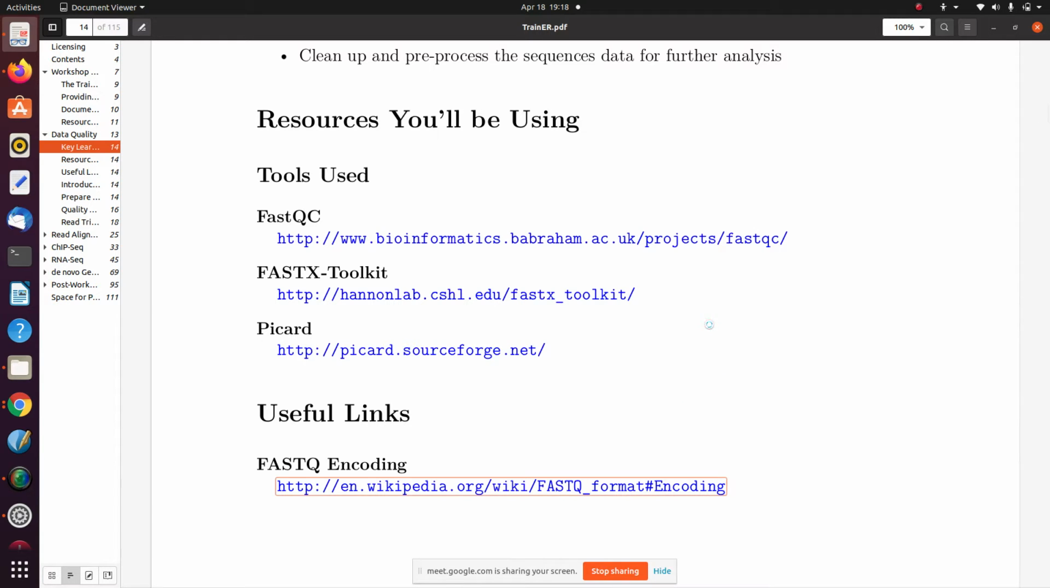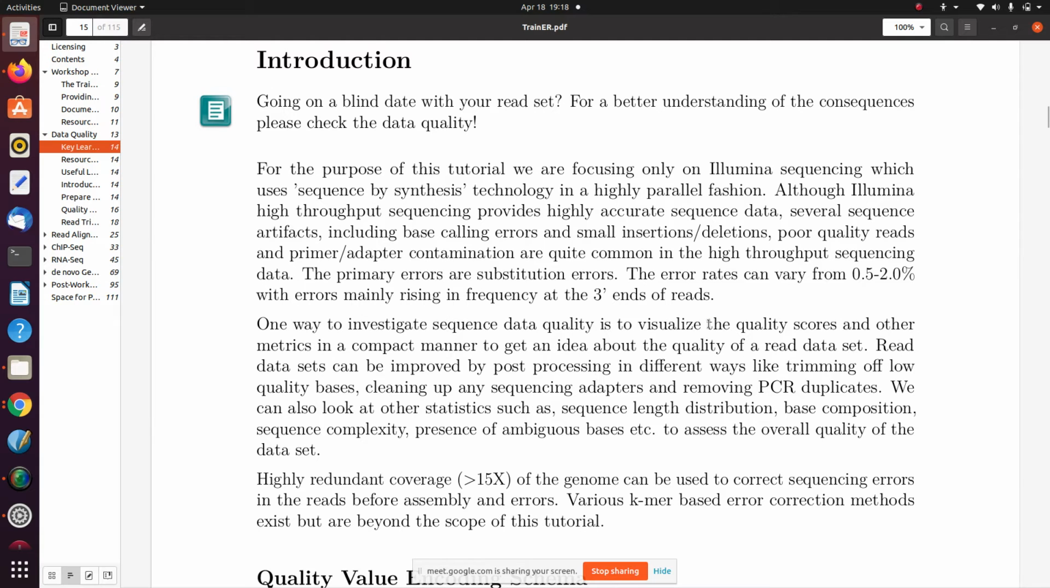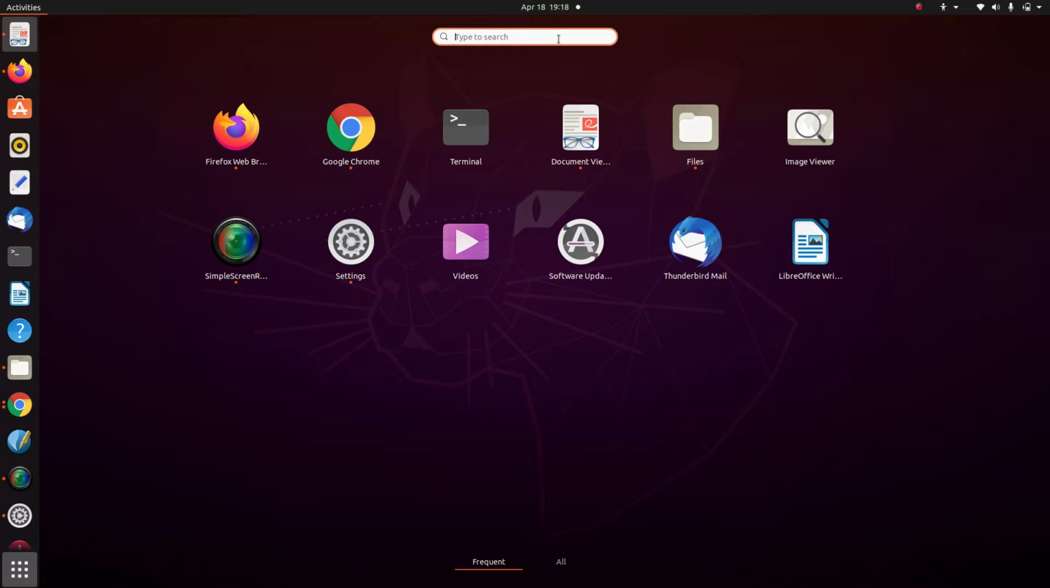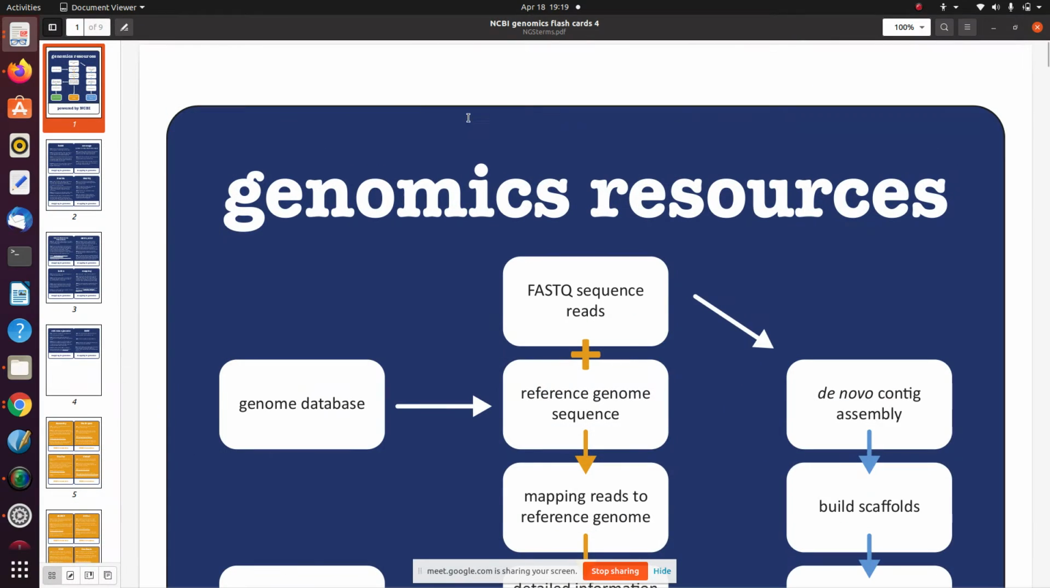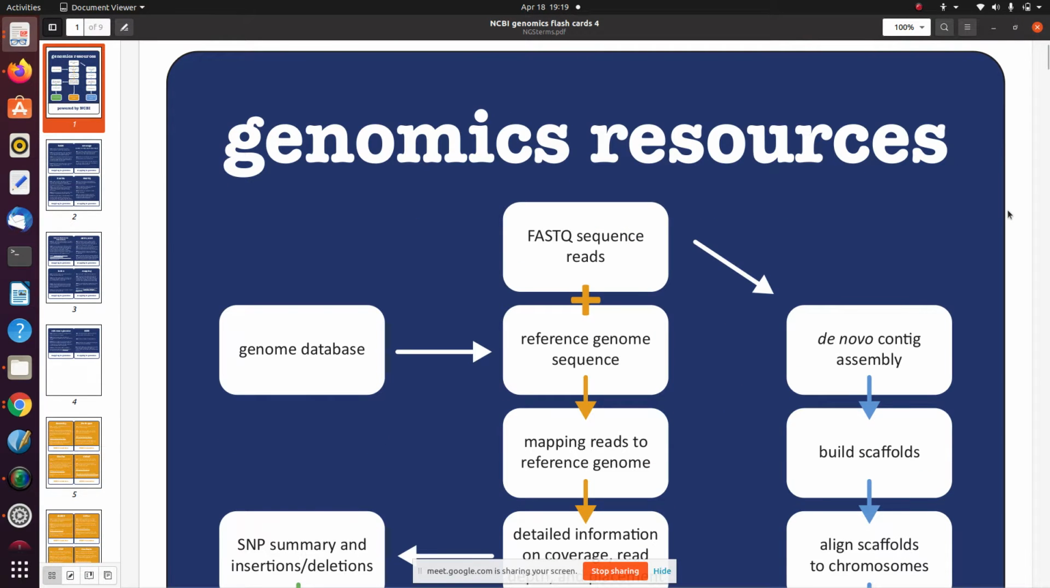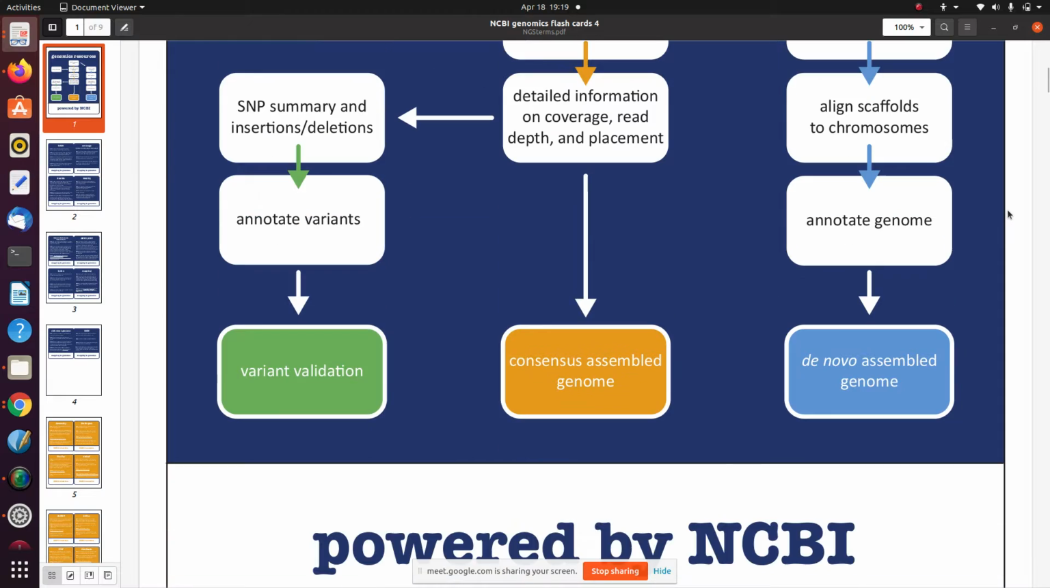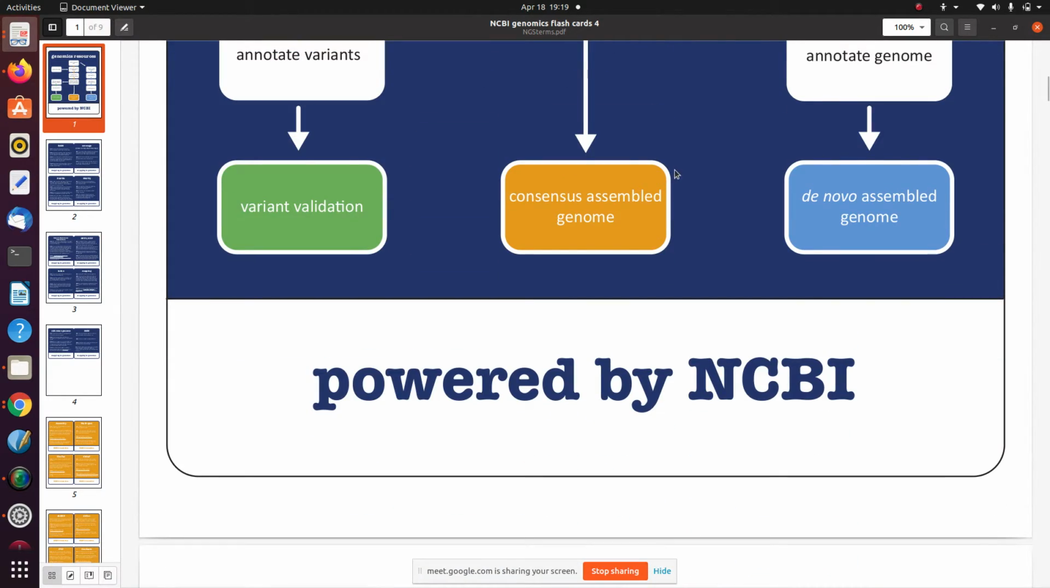Data quality requires an understanding of the FastQ format of raw reads. So we will first deal with some basic terminologies. These are the three main workflows in three columns. What are the three possible analyses we can do? Variant validation, consensus assembled genome, and de novo assembled genome.